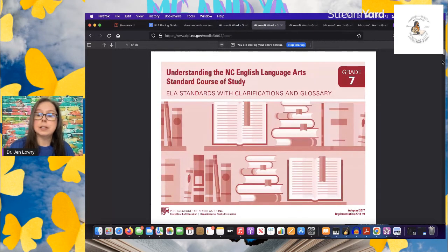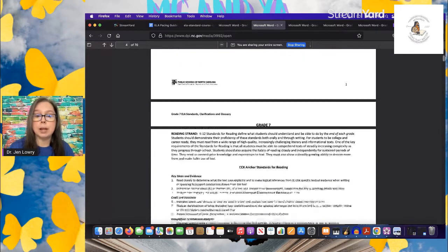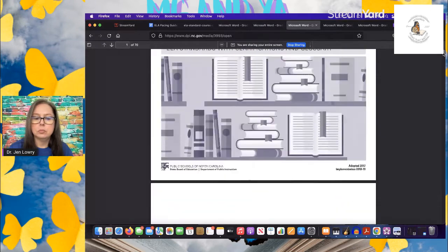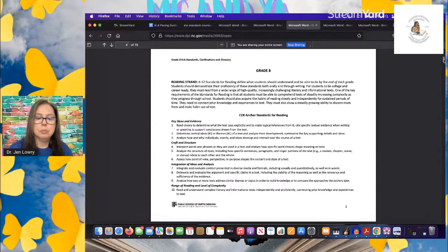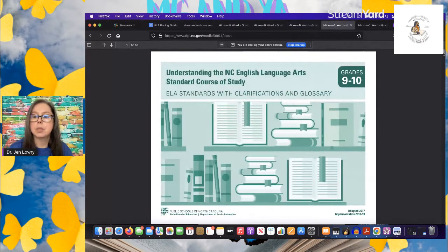Well, if you move over to 7th grade, and this is if you have multiple grade levels that you're working with at a time in your group, you can see, wait a minute, that one looks pretty much the same. Now let's move over to 8th grade. And when you move, then you can see, wow, when speaking to support conclusions drawn from the text.